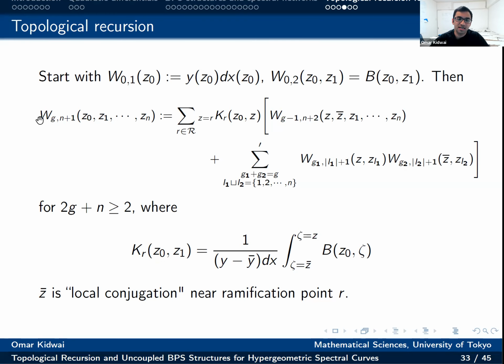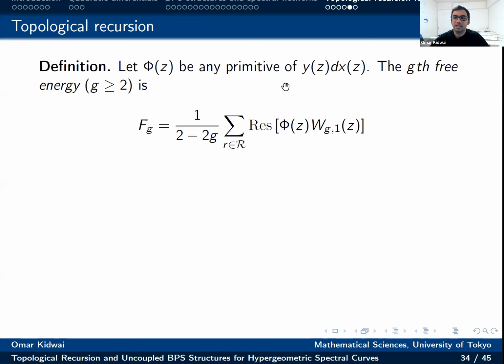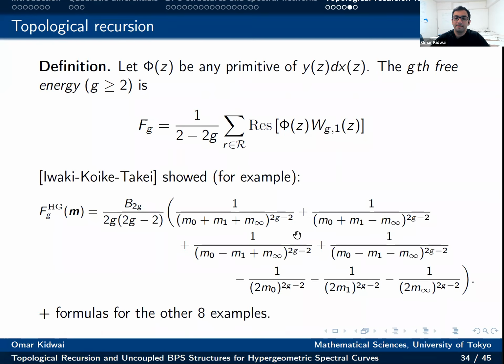But I construct a tower of multi-differentials, W_{g,n}, and what I'm going to care about is the free energy. So I take a primitive φ of y dx, and then I take the residue of φ times W_{g,1}. So I only care about the W_{g,1}s, and I take some residue over all the ramification points, and I get a number out of that, just a complex number. And F_g, the free energy, is that number. This is in previous work.